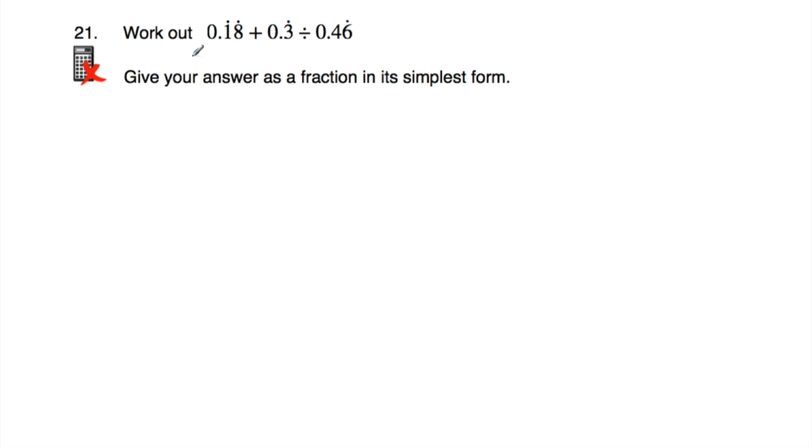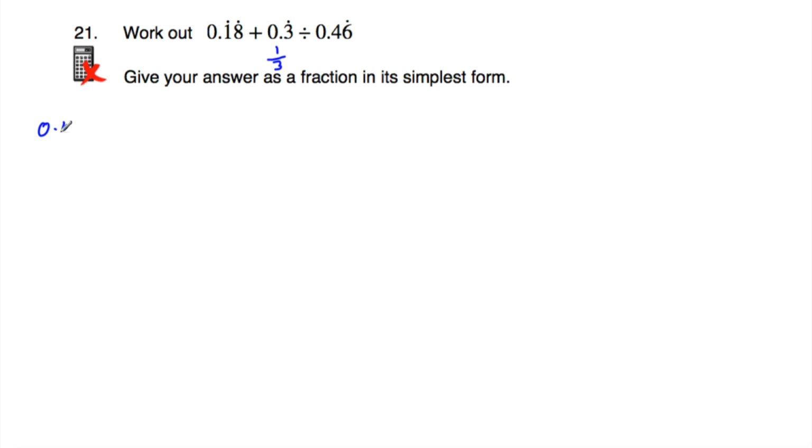So question number 21, we've been asked to work out 0.181818 plus a third, 0.333333, divided by 0.4666666 and so on. So let's change all of these to fractions because we've been asked to give our answer as a fraction in its simplest form. So instead of 0.333, I'm going to write a third. That's a third. So let's now find out what this is, our 0.181818.